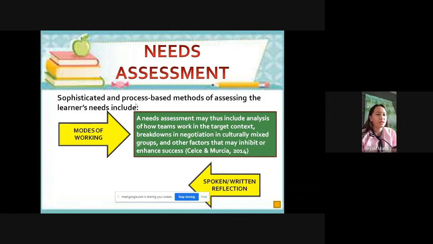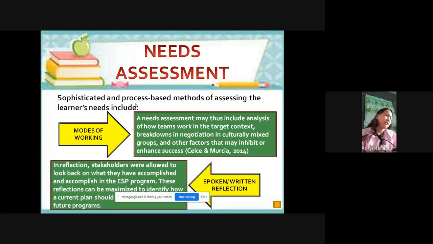Next would be spoken and written reflection. In reflection, stakeholders were allowed to look back on what they have accomplished in the ESP program. These reflections can be maximized to identify how a current plan should do in future programs.